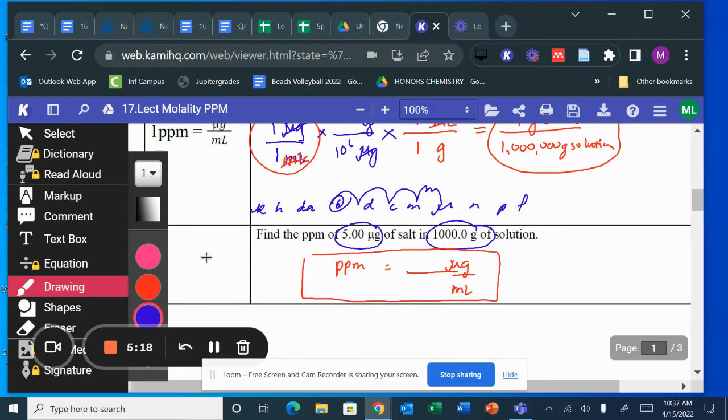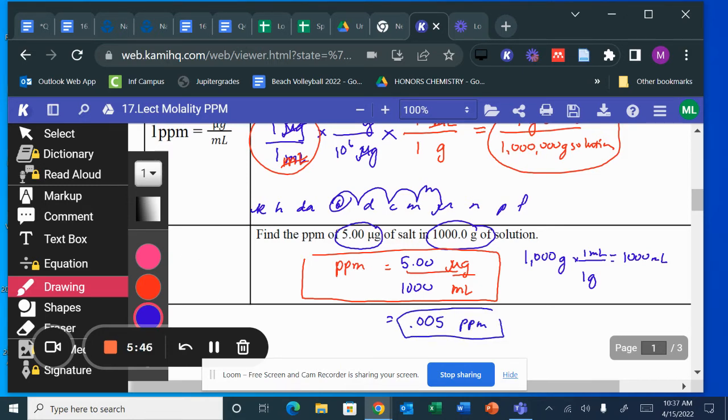Okay, so that's the formula. Then plug in your numbers. This number will go on top, and then this is in grams, so I just need to change that to milliliters. 1 gram is 1 milliliter, so that's the same as 1,000 milliliters. So 5 divided by 1,000 is equal to 0.005 parts per million.